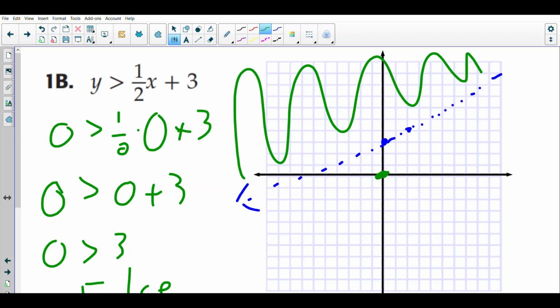Okay, so it's pretty simple stuff. We remember our graphing a line procedure, and now we're just shading in on one side of the line or the other.